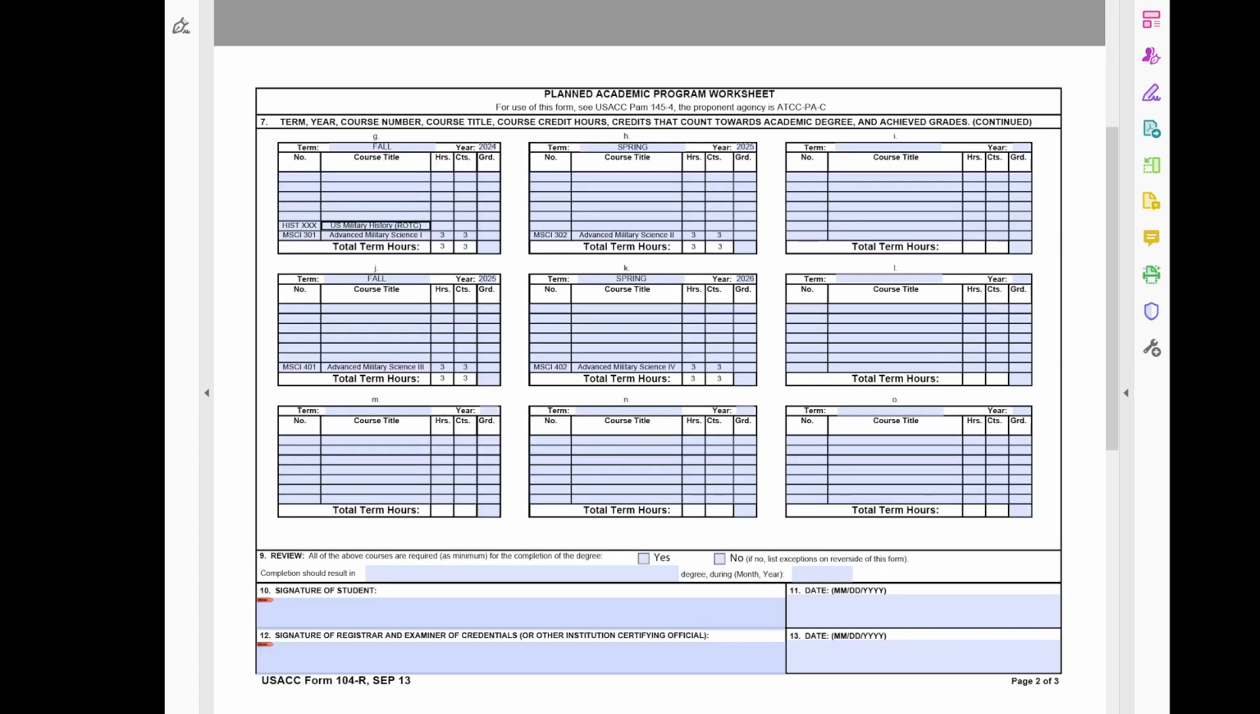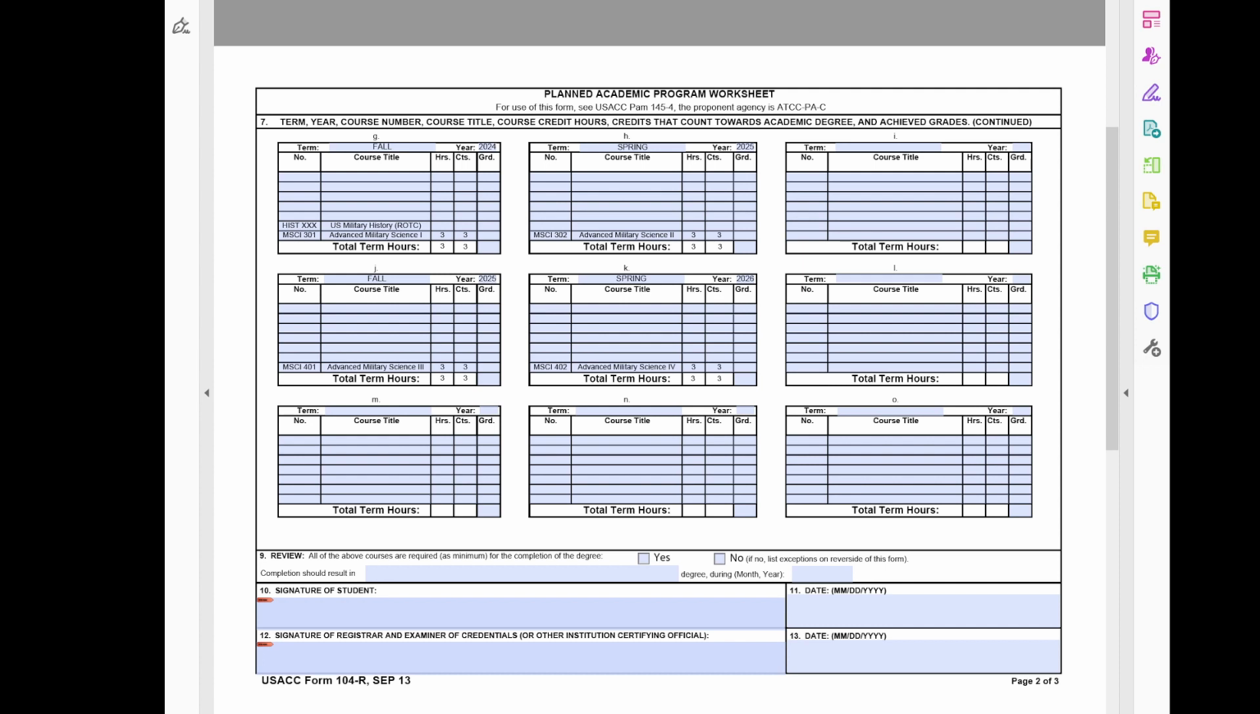Also notice the U.S. Military History course. You can take this course anytime you're eligible for it. Most cadets take it during their junior or senior year. I recommend taking it your junior year so that it's out of the way before you go to camp.